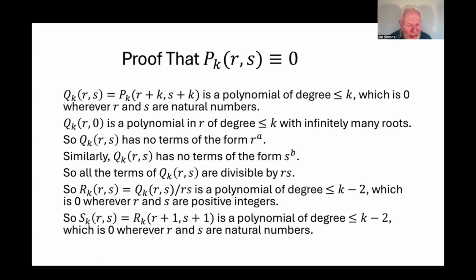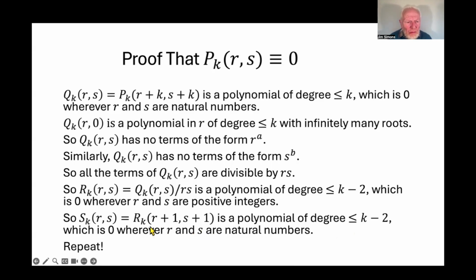But now we can play that translating trick again, move it down and to the left just one spot. And now it's a polynomial of degree K minus 2, which is 0 whenever R and S are natural numbers. Remind you of anything? Same here. So do it again. Round and round and round we go. And we end up with a polynomial of degree at most 1, which is 0 whenever R and S are natural numbers. Well, that's not going to happen, is it? That's definitely impossible. So now what have we done here?